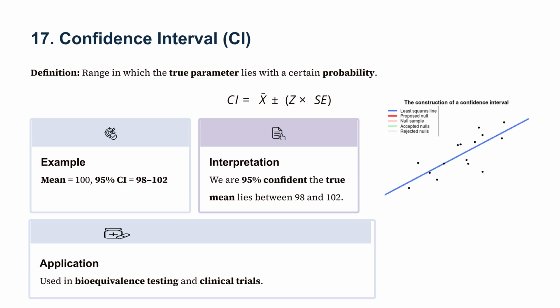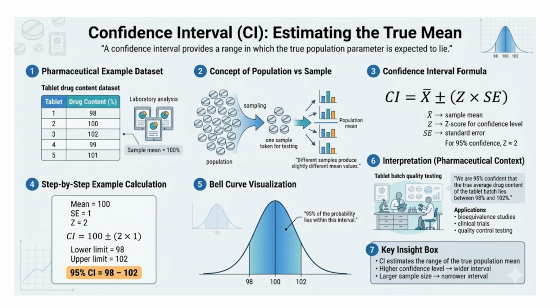The confidence interval, or CI, is the range in which the true parameter lies with a certain probability. For example, a 95% CI from 98 to 102 means we are 95% confident the true mean is within that range. It's used in bioequivalence testing. This diagram illustrates how repeated sampling generates confidence intervals, visually demonstrating the confidence level. The narrowness of the interval relates to the precision of the estimate.